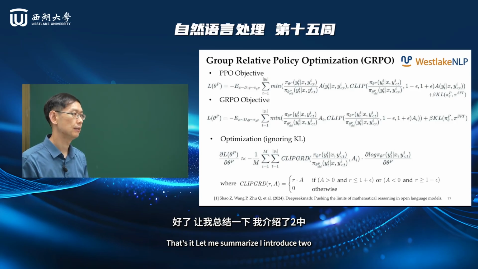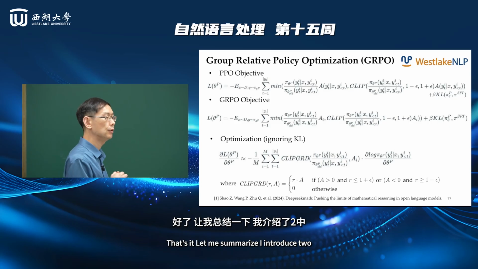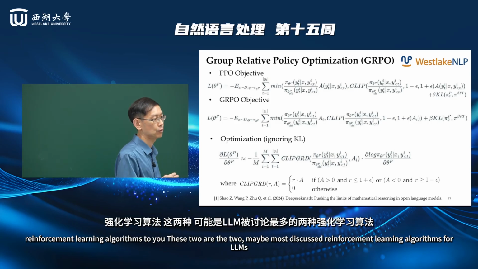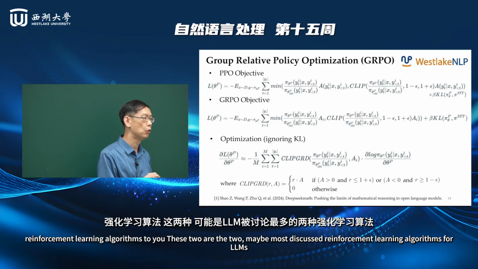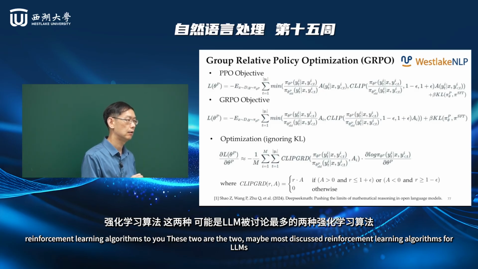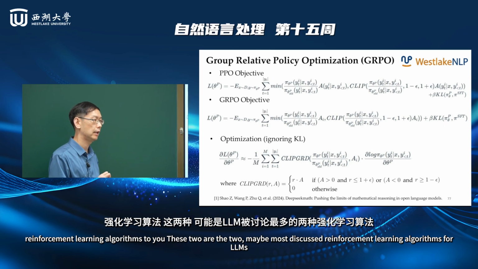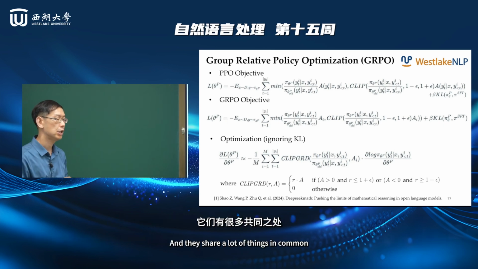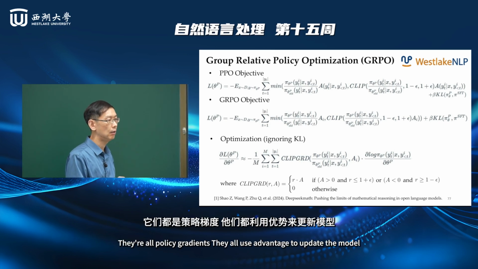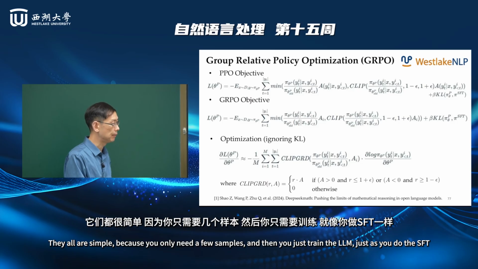Let me summarize, okay? I introduced 2 reinforcement learning algorithms to you. These 2 are maybe the most discussed reinforcement learning algorithms for LLMs. And they share a lot of things in common, right? They're all policy gradients. They all use advantage to update the model. They all are simple because you only need a few samples. And then you just train the LLM just as you do the SFT, okay?